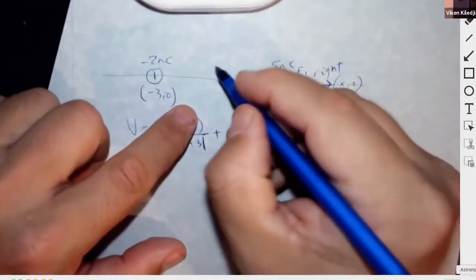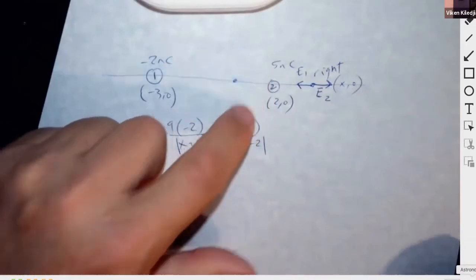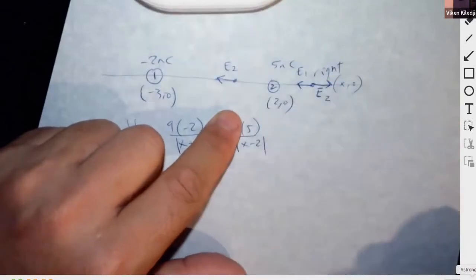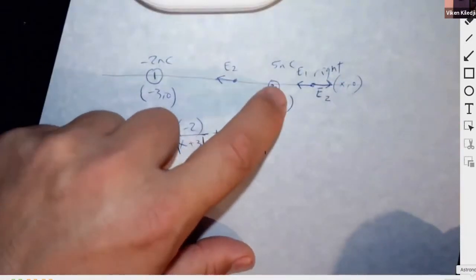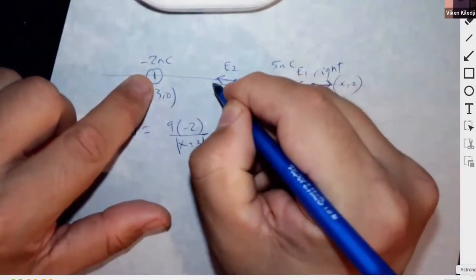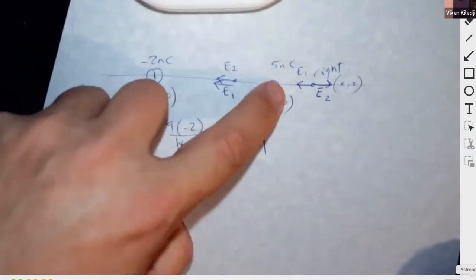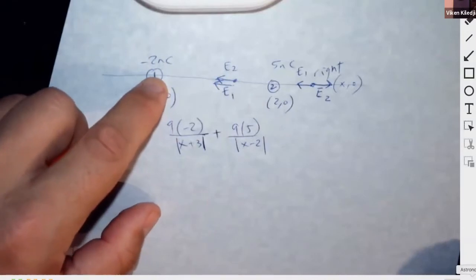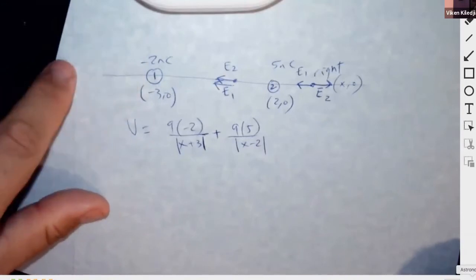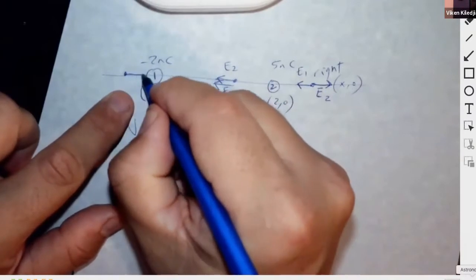But if I'm in this region, the electric field of a positive charge is away from it, so E2. I'm calling this charge 2. And the electric field of a negative charge is towards it, E1. So if I want to find the electric field anywhere in this region, I have to add their magnitudes. And if I'm on this side, the electric field of this charge, E1, is this way.